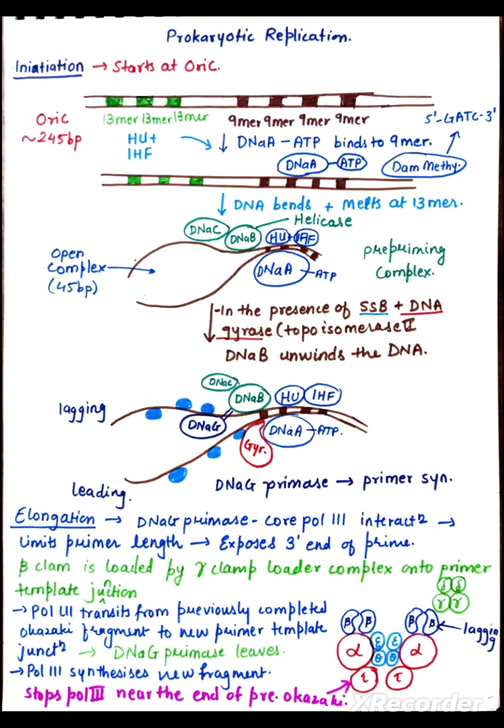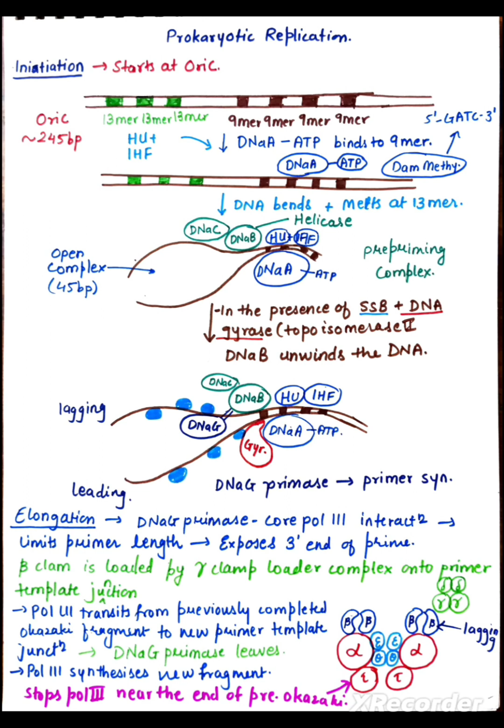Now the left side beta clamp is important for the polymerase. It will hold the leading strand, while on the right side beta clamp, where I have written lagging, on top of which we can see the gamma and delta subunits, okay. These are holding the lagging strand, okay.